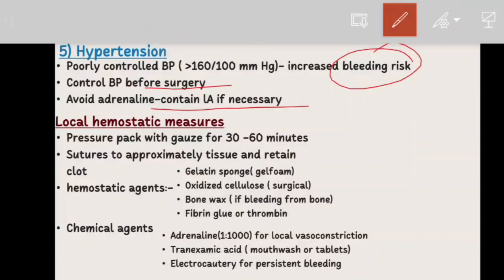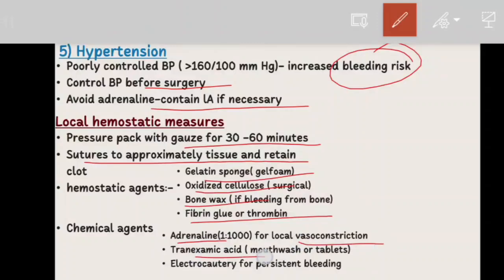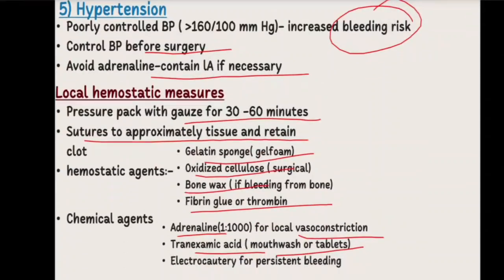Now the local hemostatic measures. We do a pressure pack with gauze for 30 to 60 minutes, sutures to approximate tissue and retain the clot, and use hemostatic agents like gelatin sponge, oxidized cellulose, bone wax if bleeding is from the bone, fibrin glue or thrombin, and chemical agents like adrenaline 1:1000 for local vasoconstriction, tranexamic acid mouthwash or tablets, and electrocautery for persistent bleeding. This is an important short note topic.